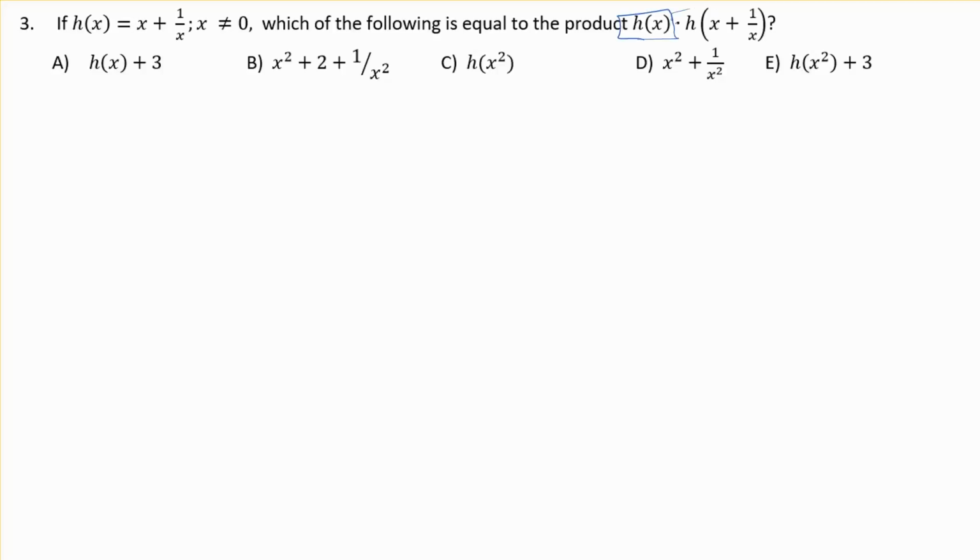times h of x plus 1 over x. So first let's look at what that would look like. It'd be h of x, which is x plus 1 over x, times h of x plus 1 over x, meaning I would put x plus 1 over x wherever x is. So it'd be x plus 1 over x, that's this one here, plus 1 over x plus 1 over x.